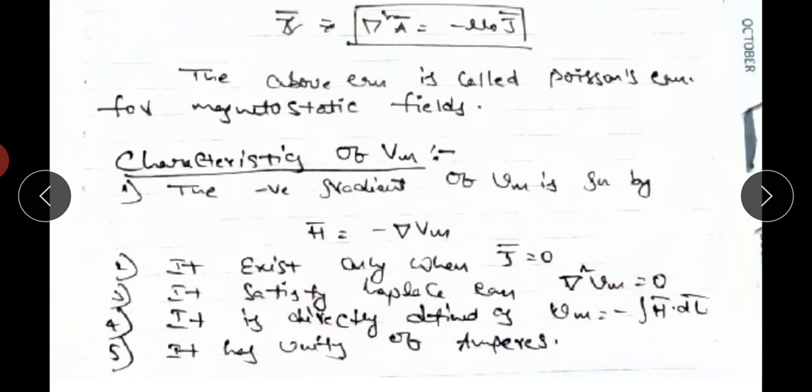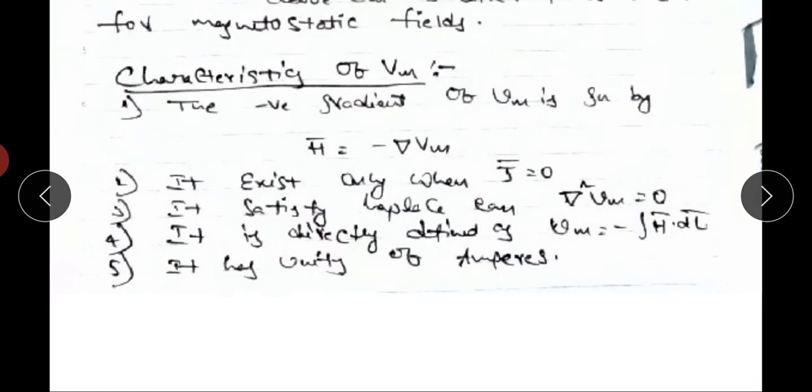Okay, next, characteristics of scalar magnetic potential. So first one, the negative gradient of Vm is given by H bar equals minus del Vm. The scalar magnetic potential exists only when J bar equals 0, and it satisfies the Laplace equation del square Vm equals 0. The relation between scalar magnetic potential and magnetic field intensity is Vm equals minus integral H bar dot dl bar, and the scalar magnetic potential units are amperes.